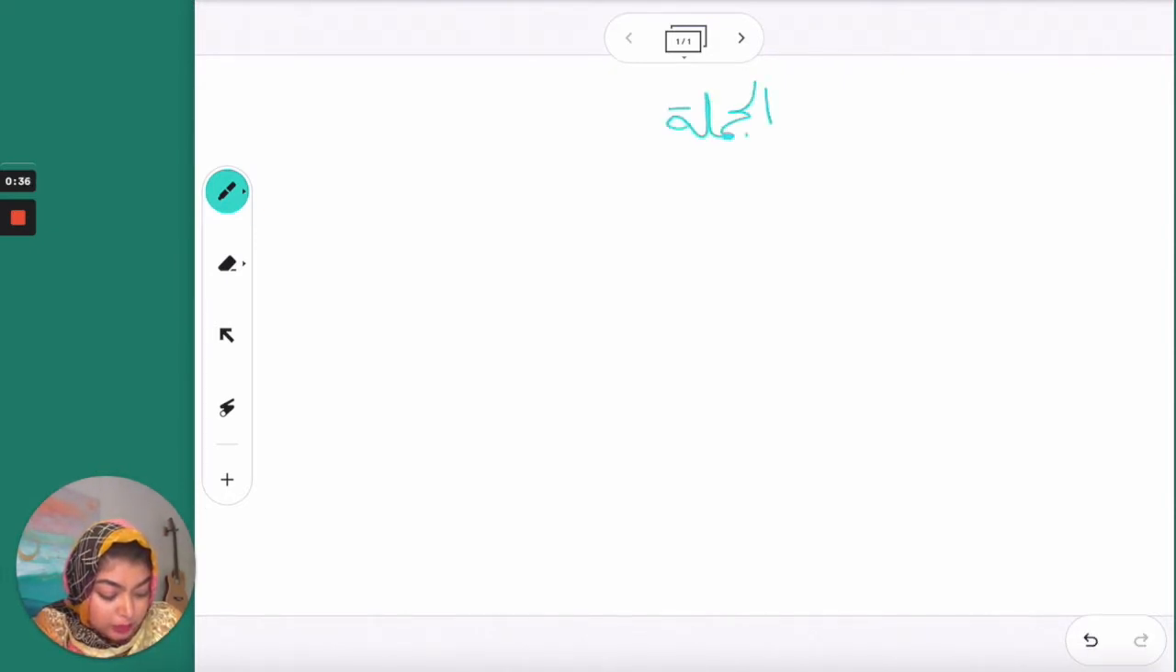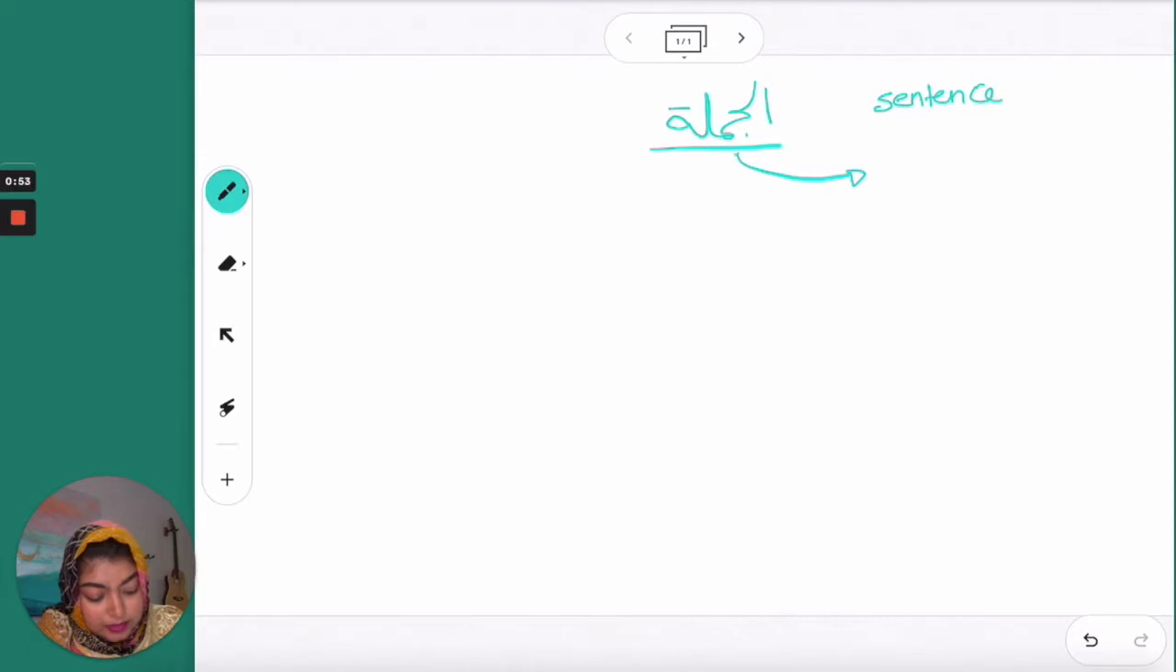الجملة. وما هي الجملة؟ الجملة يعني sentence. وفي اللغة العربية, in Arabic language, we have two types of sentences. Okay, so in this lecture, this lesson, we're going to be covering what those two types are.